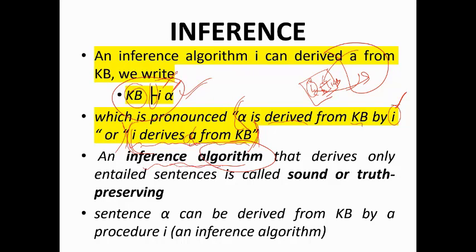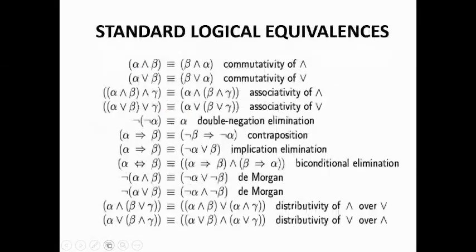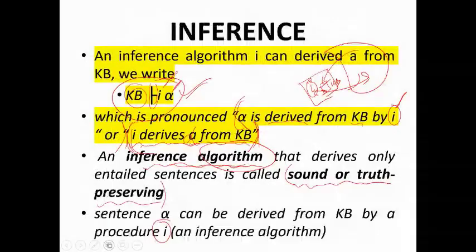So the inference algorithm that derives only entailed sentences is called sound or truth preserving. So whatever is derived is called sound or truth preserving. And the sentence alpha can be derived from KB by procedure I. This time the procedures are used to represent that, but the meaning is the same. So if we want to have sentence alpha, sentence alpha can be derived from the KB knowledge base.